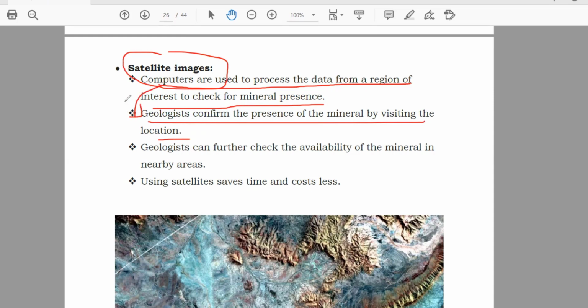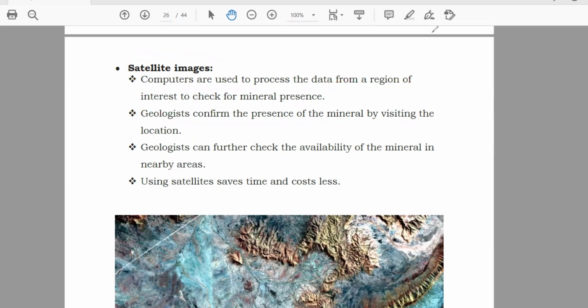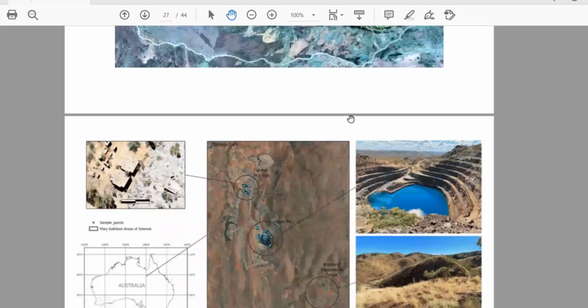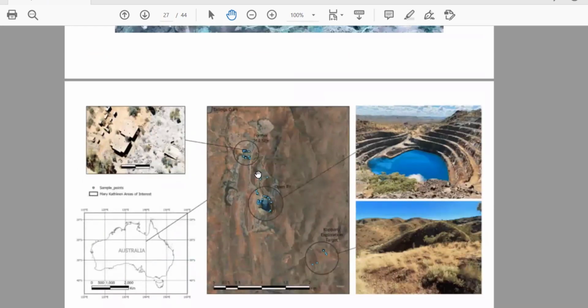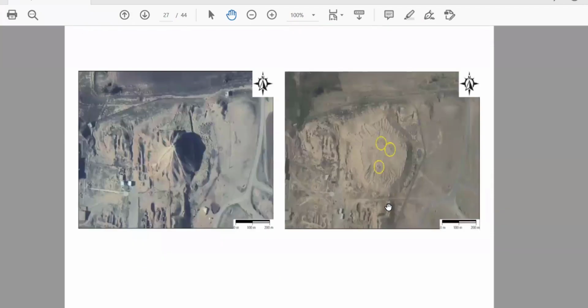Like first we are doing prospecting, so you have to go there. So this is another technique. All these techniques we are discussing are techniques to find minerals from the ground. Here you can see they have given the satellite image, and if you go near, you will find the image. This is a very close image.